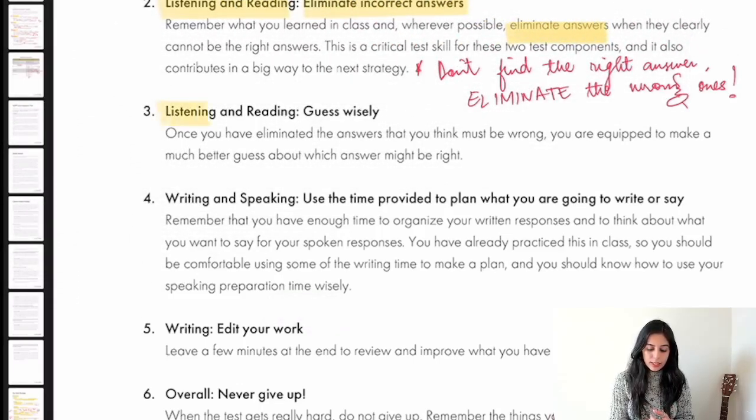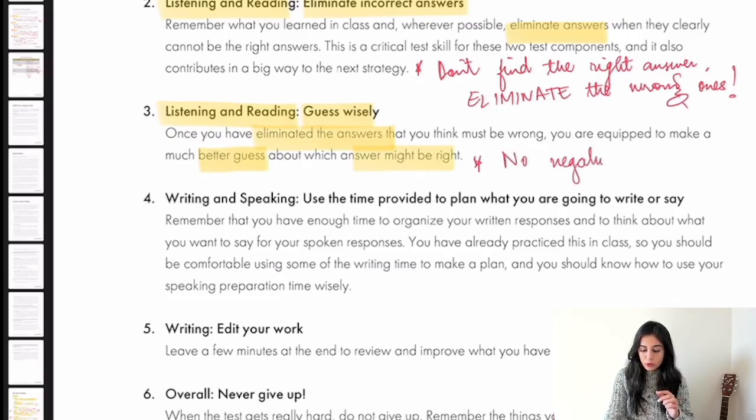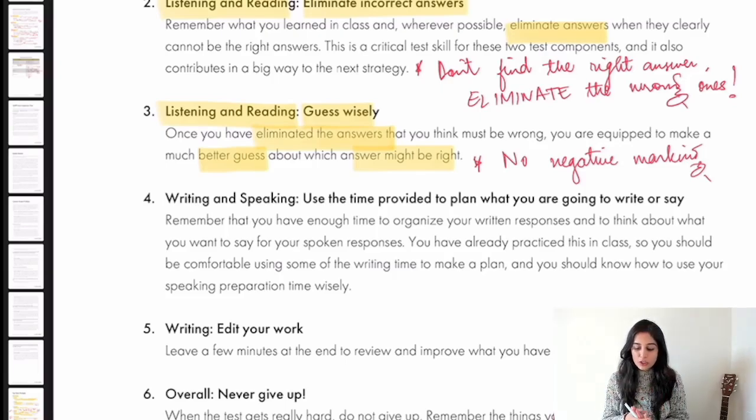Third is listening and reading, guess wisely. Once you've eliminated the answers that you think must be wrong, you're equipped to make a better guess about the right answers. And here, one key thing that you have to remember is there is no negative marking. So even if you're not sure about a certain answer, you can still mark it. Take the best guess possible, whichever you are intuitive about, because even if it's wrong, you still get a 0, but if it's right, you get 1 mark. So never leave a question unattempted.